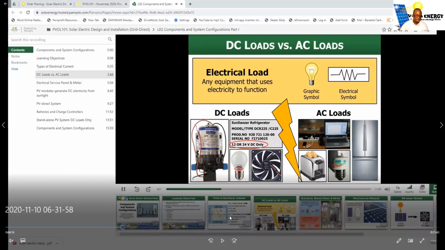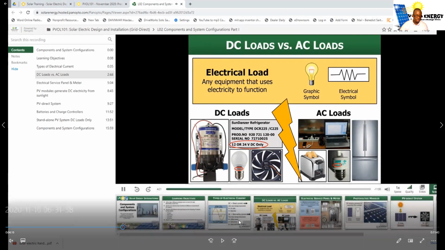Now, when we talk about AC load, we have DC load, which is now a lot. We have AC load, like in your homes. You have your refrigerator, like I said earlier. We have the light bulb, your LED light bulbs. Most of the LED light bulbs are AC load. AC is alternating current. What you cook with, your toaster, is AC load.